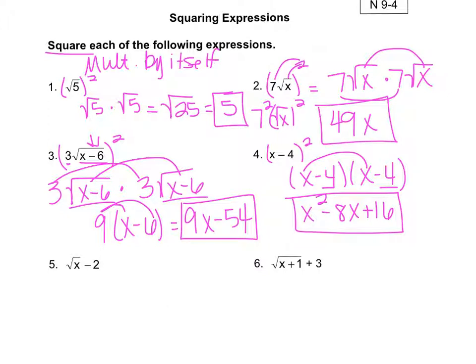Make sure you don't just square x, square negative 4, and you're done. Because anytime you have a binomial squared, it should equal a trinomial. So you might write that down. Binomial, which is 2 terms, if it's squared, it should equal a trinomial, which is 3 terms.